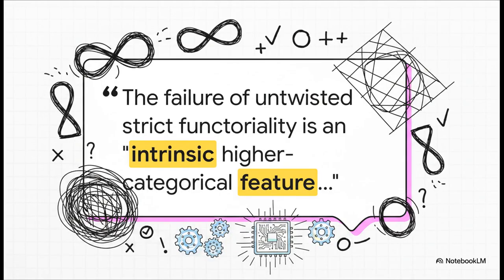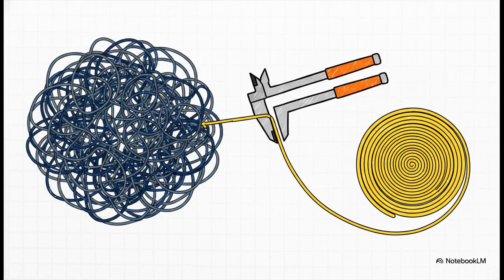I love this quote from the paper's abstract. It basically says the failure of the simple approach isn't a defect in how the tool was built. It's an intrinsic feature. In other words, the math is doing exactly what it's supposed to do. It was our expectations that were wrong. So the very first step was to get a handle on this twist. It's kind of like trying to measure a single specific thread in a giant tangled mess. By isolating something called the conformal correction term, the twist went from being this weird, mysterious distortion to something you could actually predict and manage.